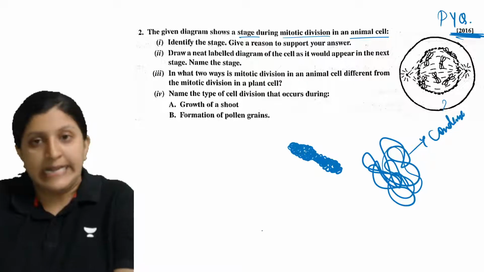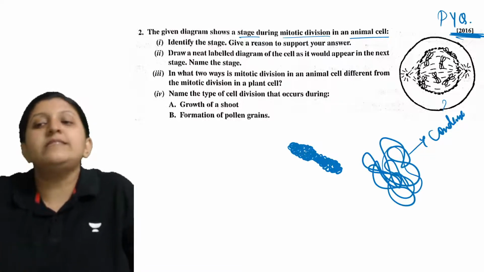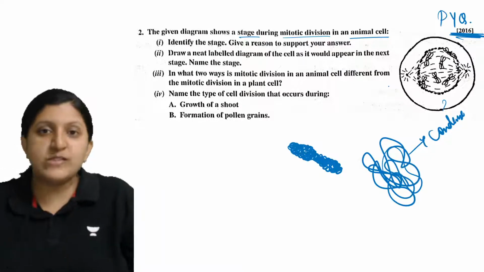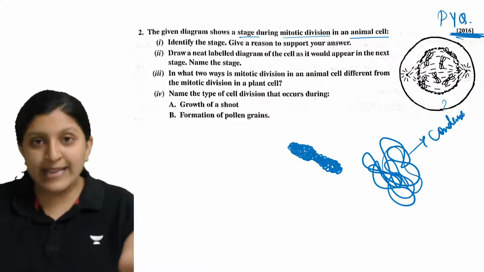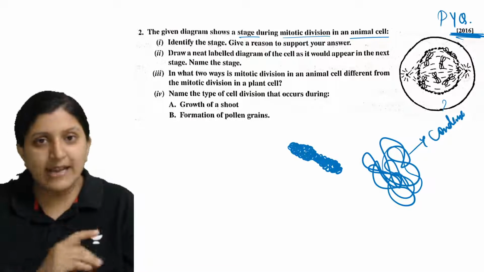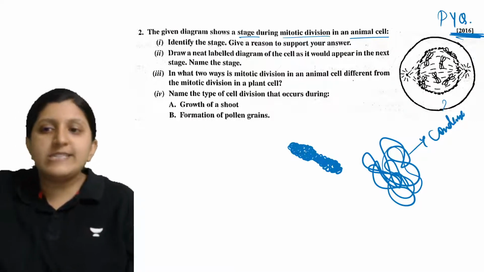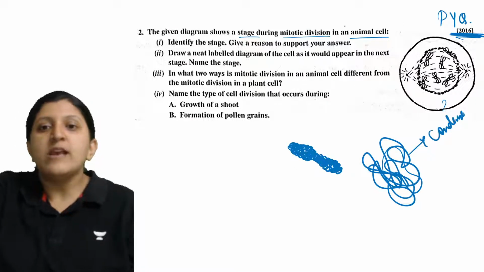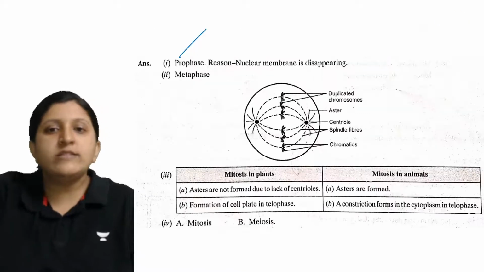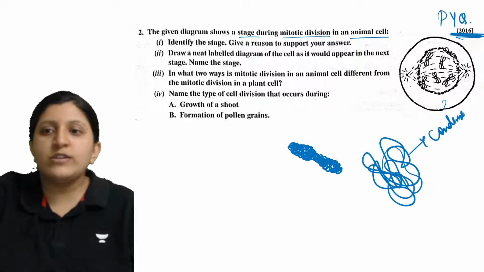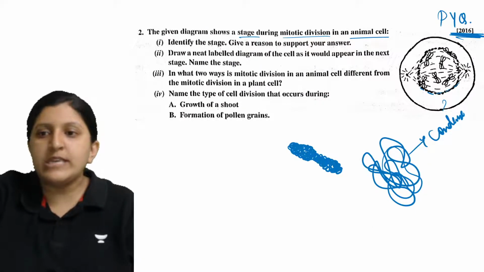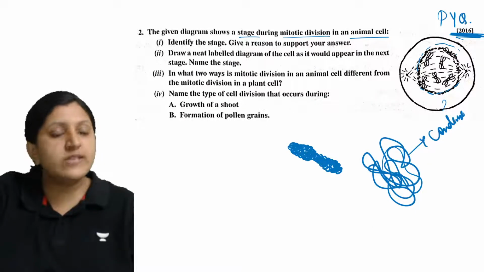So that is the condensation. Okay, so in that case the prophase is completely opposite to that of a telophase, because in telophase decondensation will occur. Here it is condensation, and this stage is basically a prophase. So give a reason to support your answer. So the nuclear membrane is disappearing. This nuclear membrane that you see here will start to disappear.